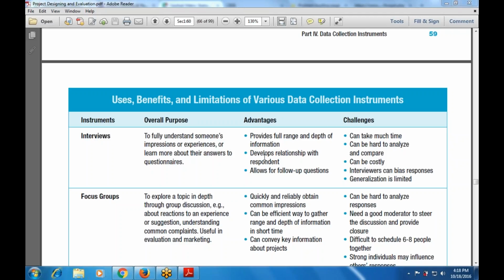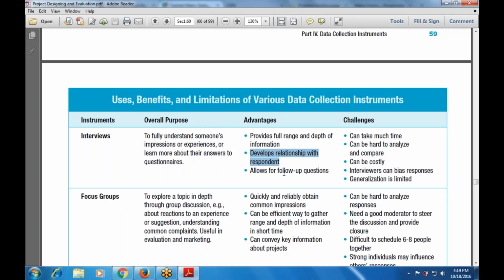Then they help develop a relationship with the respondent, and allow for follow-up questions. Then what are the various challenges faced here? First, interviews can take much more time to handle the data.